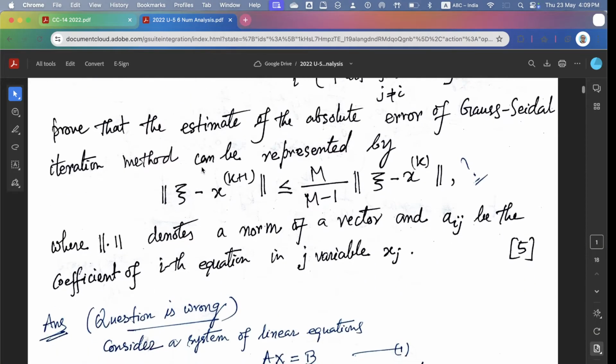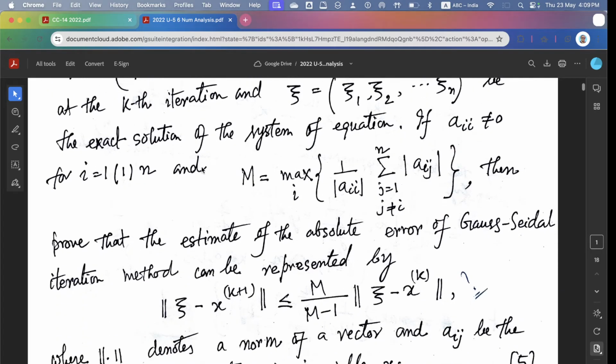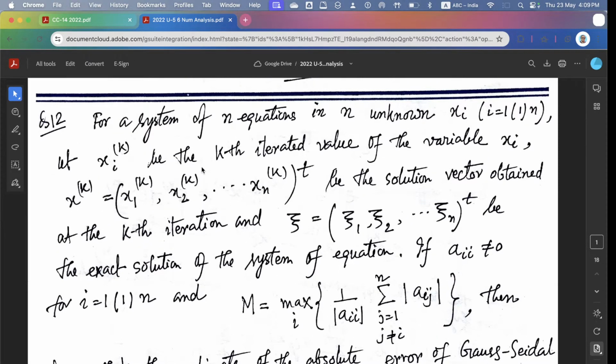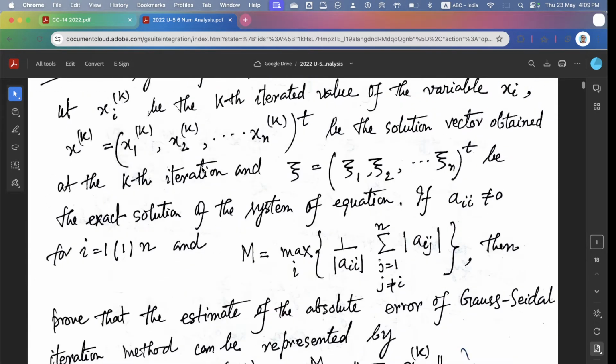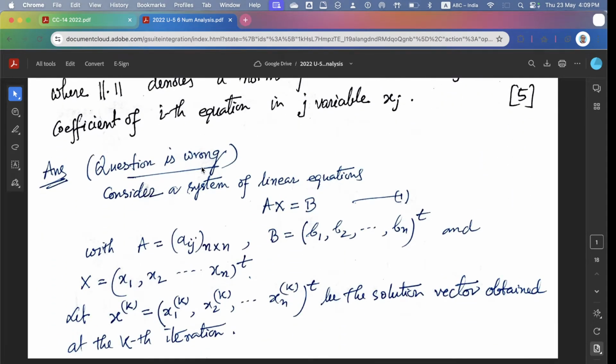This is the question, but this question is wrong. So, full credit for students for attending the question.